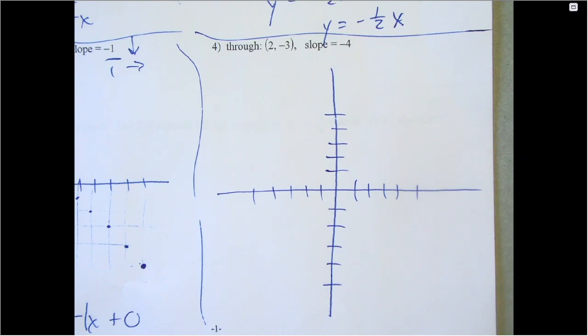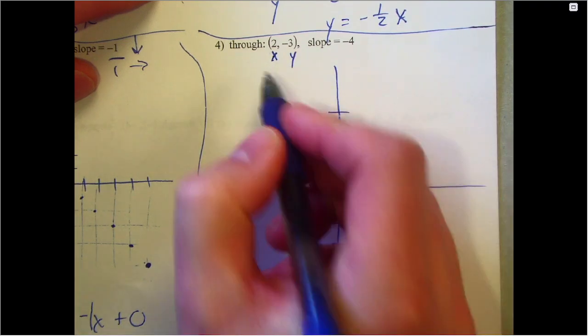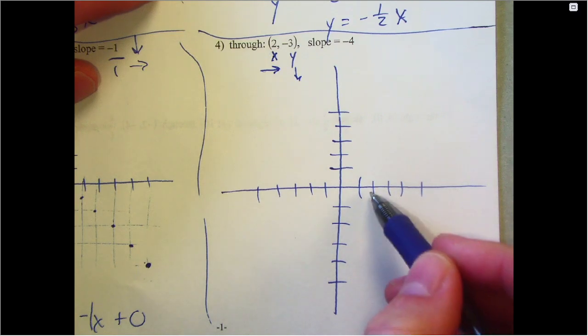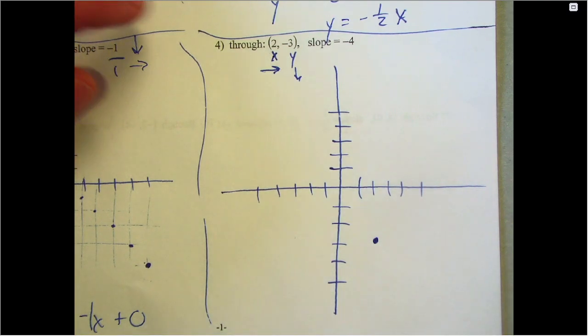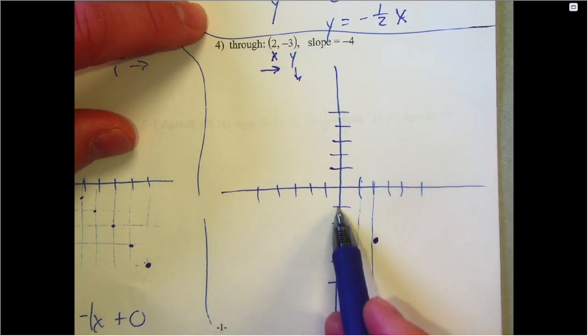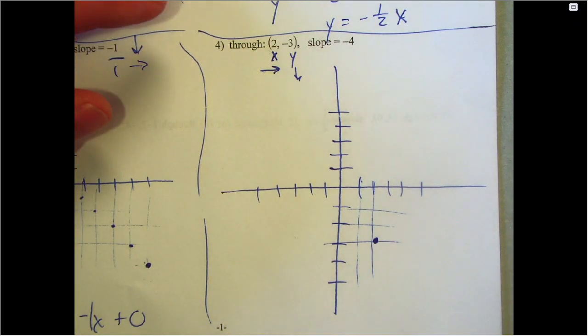Sure. Alright, so I'm going to put the point on there. 2 comma -3, that's my x and my y. That tells me right 2, down 3. So right there is where I'm starting. Right 2, down 3.